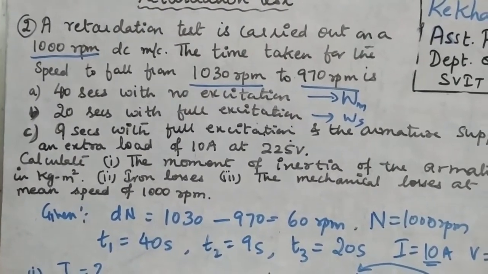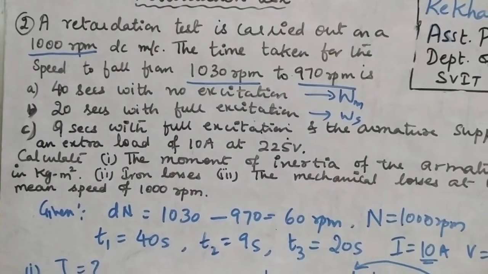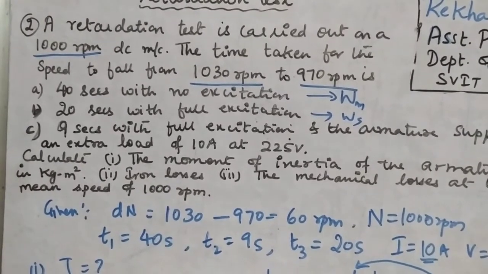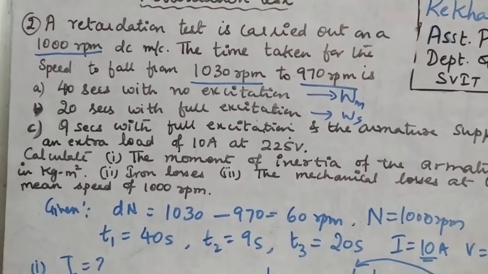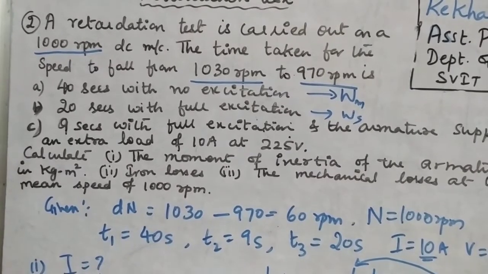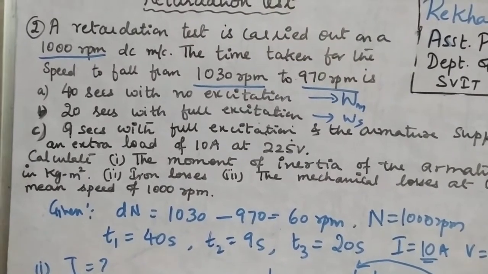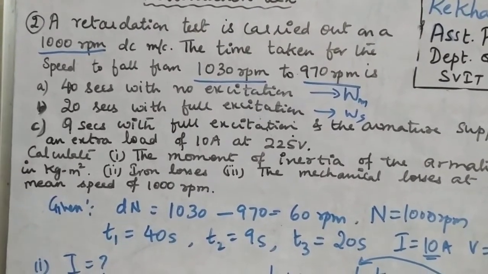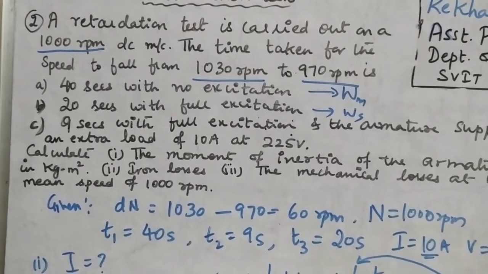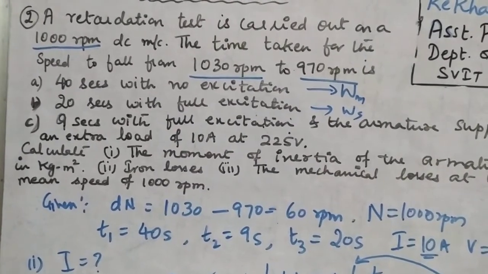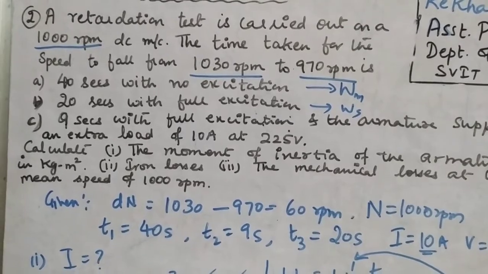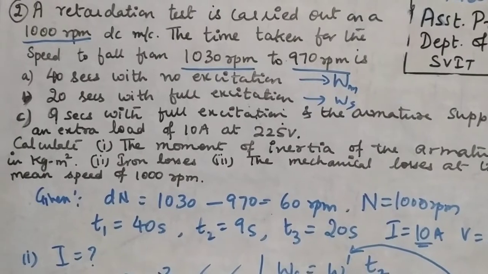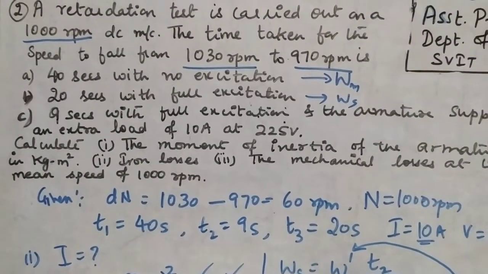Before we start solving this problem based on the moment of inertia, we have to remember two points. They have given three cases: one with no excitation, second with full excitation, and the third with full excitation and armature supplying an extra load. So what is the meaning of no excitation? When there is no excitation and the armature is slowed down, the kinetic energy is used to overcome the mechanical losses. Therefore, there will be no iron loss. So there will be only the mechanical losses.